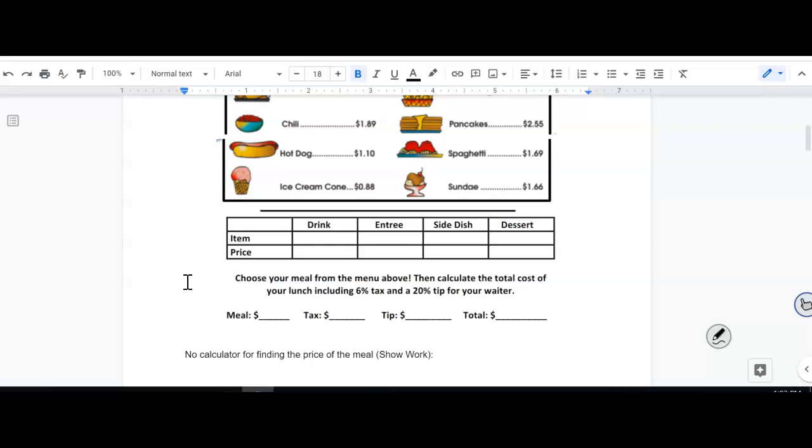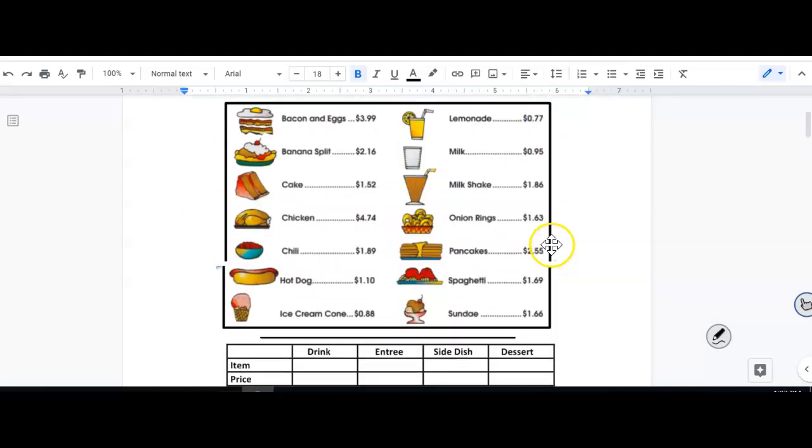A couple of things with choosing what you would like to eat. Your parents or guardians are not here with you, so you get to choose whatever items that you want. If you want a sundae, you get that sundae. All right? No matter how much it costs, no matter how bad it is for you, if you want it, you can have it. So whatever you would like for your drink, entree, side dish, dessert, go for it.